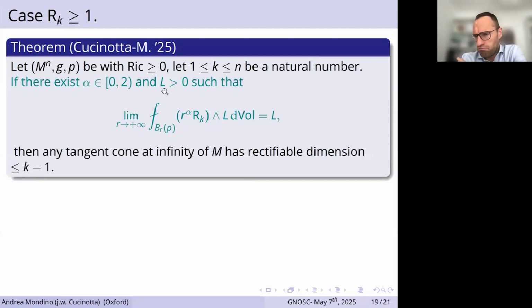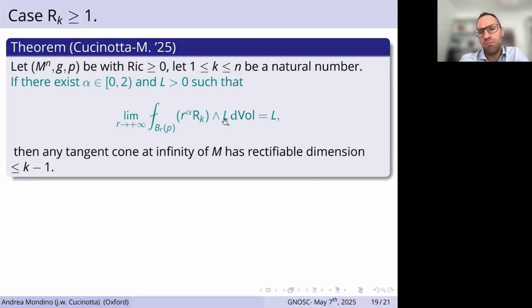So it's enough to ask the following. Take any L positive, L is a positive number. Take Rk, the sum of the smallest eigenvalues of the Ricci, multiply by the distance from the origin, r, to the alpha, truncate by L, and then take the average over the ball of radius R and let R go to infinity, and then you ask that this is equal to L.